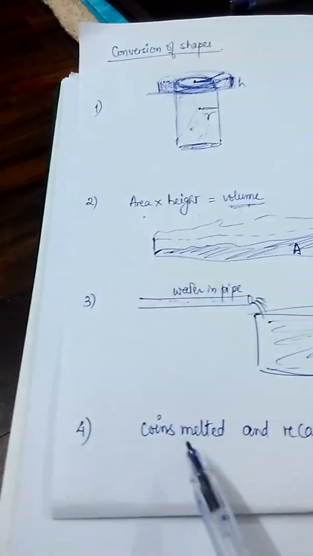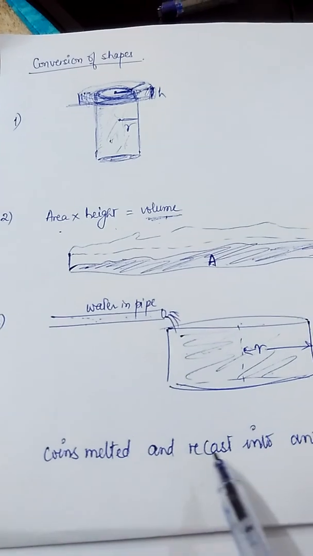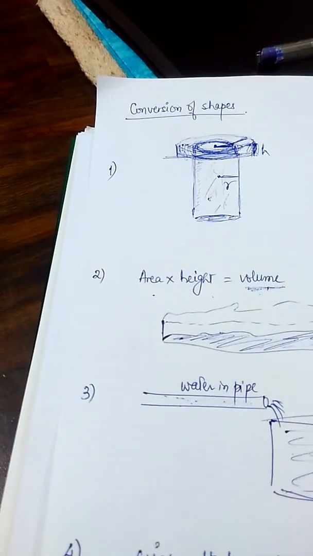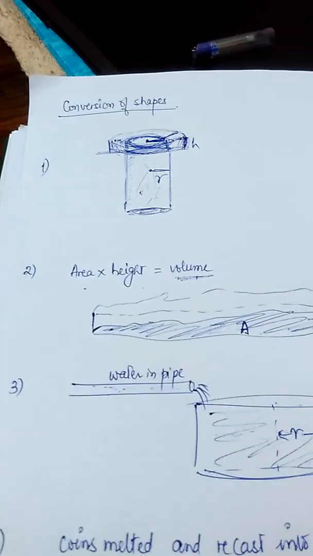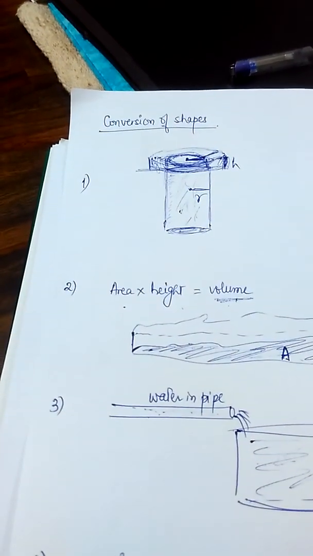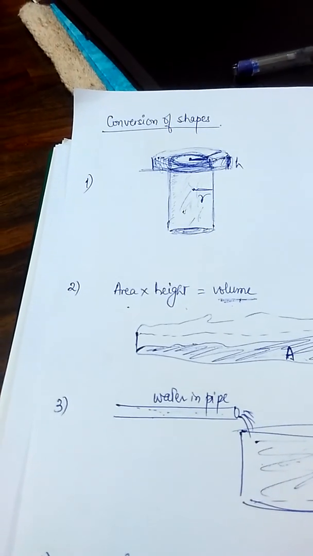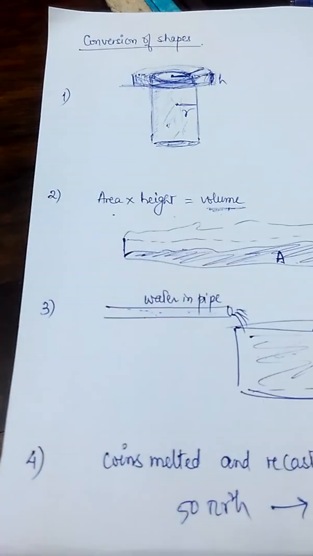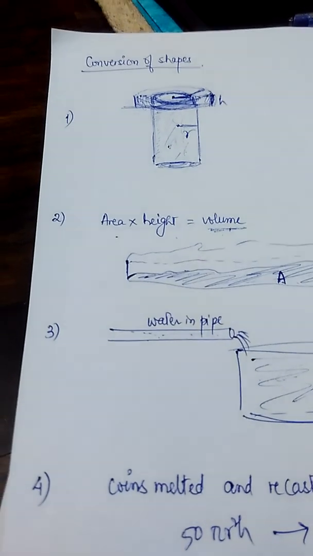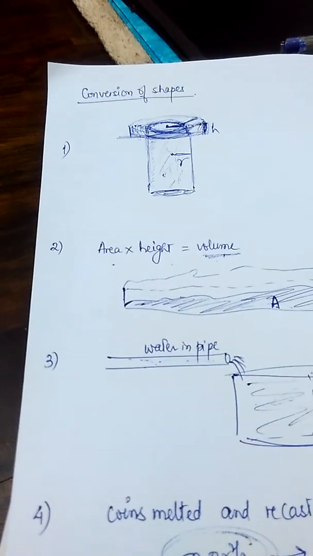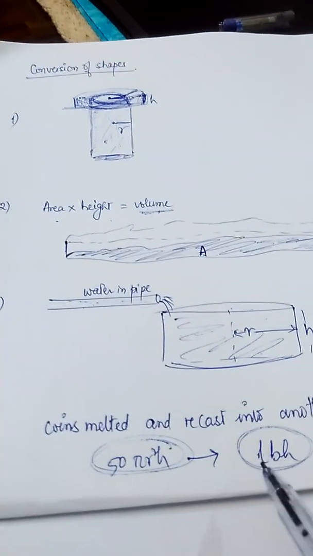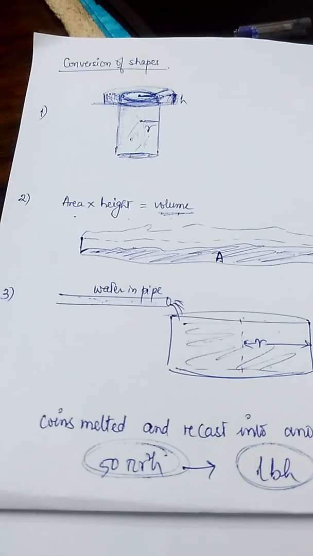And then there are questions of coins melted and recast into another figure. The point to understand is that the volume of objects remains the same. So if there are 50 coins melted, which means 50 times pi r square h is converted into, let's say, a huge cuboid, so L into B into H. The volume on this side will be the same as the volume on this side, because the matter is the same after all. So please apply these ideas to solve some questions.